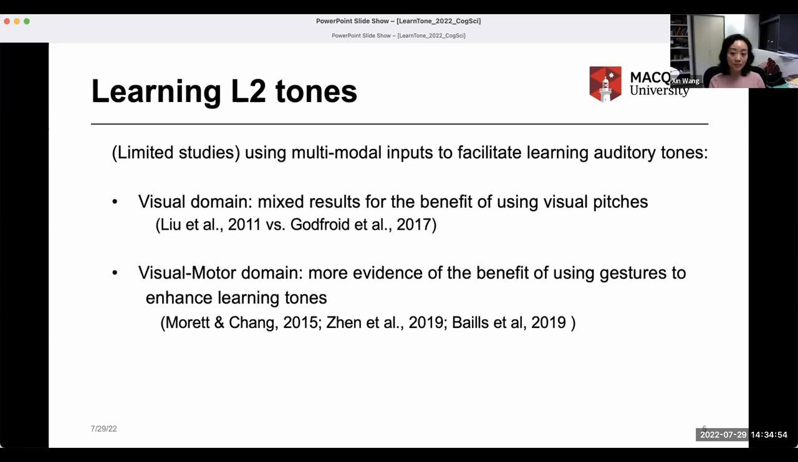And these visual pitches are primarily represented by numbers or some kind of signs to represent different tonal categories in a particular language. The second line of evidence is demonstrated in the gestural domain. Actually, the evidence is much more consistent, showing the benefit of using gestures to enhance learning tones.